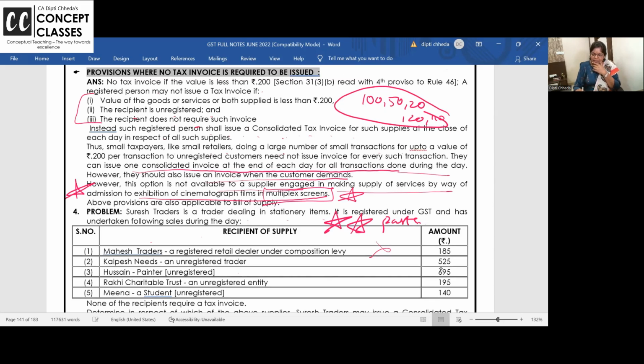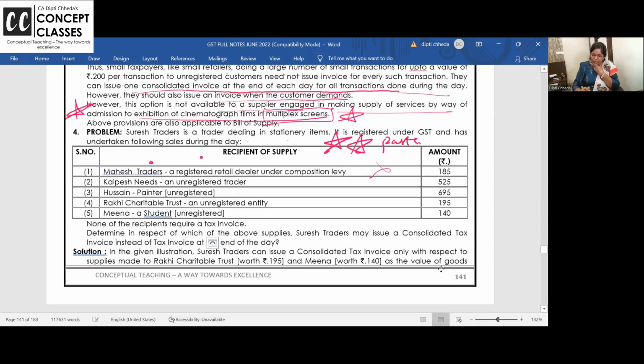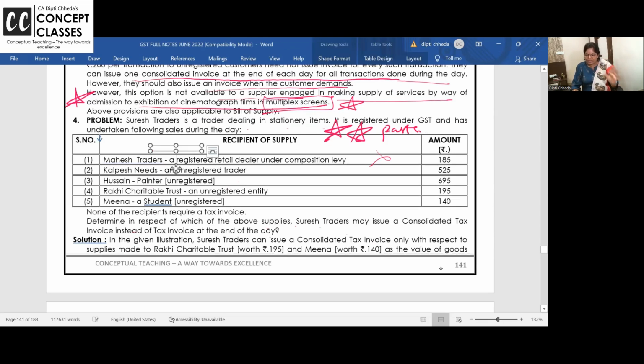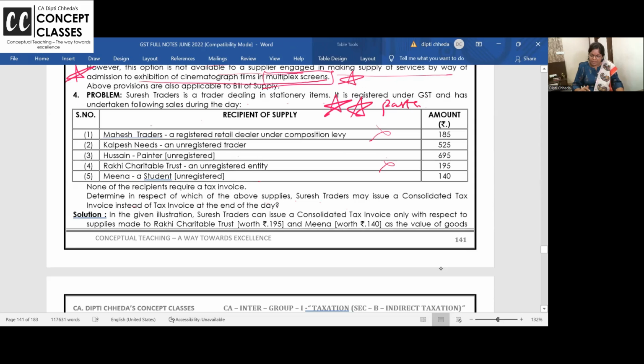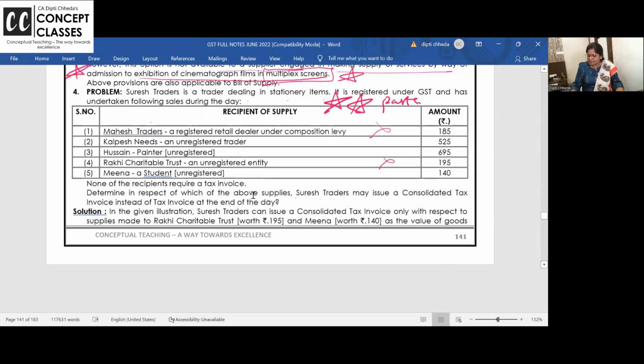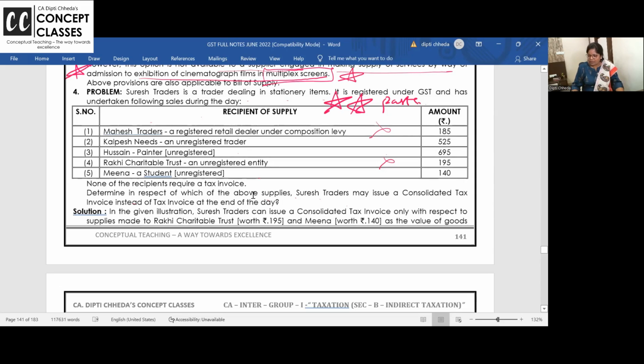Recipient is unregistered, but the value is above 200. So can you issue a consolidated invoice? No. Hussain Painter? No. Rakhi Charitable Trust 135 unregistered भी है, amount भी 200 से कम है, कोई जरूरत नहीं है इनवॉइस देने. Meena, a student, unregistered. $140 not required.